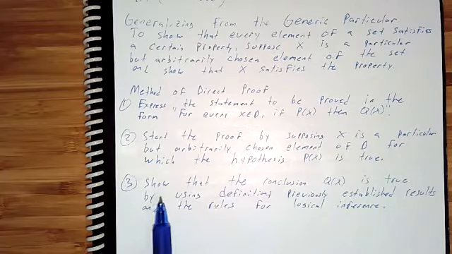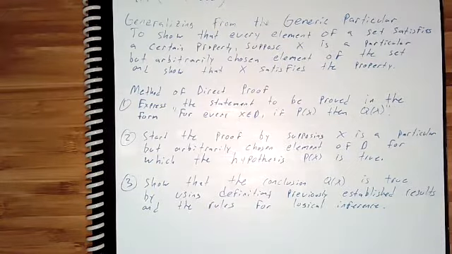Then we will show that the conclusion Q is true by using definitions, previously established results, etc. So basically, we use logic, definitions, and properties that already exist to prove a new theorem or property. Okay, that's what we're going to do.